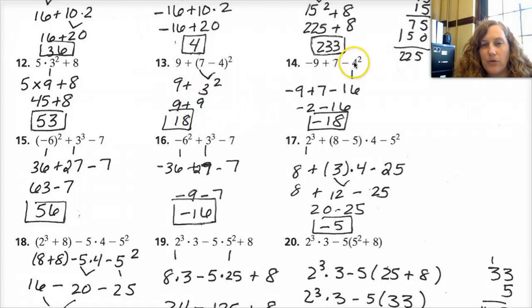Here we have an exponent. 4 squared is 16. Then we just are left with -9 plus 7 minus 16. You go left to right. -9 plus 7 is -2. -2 minus 16 is -18.